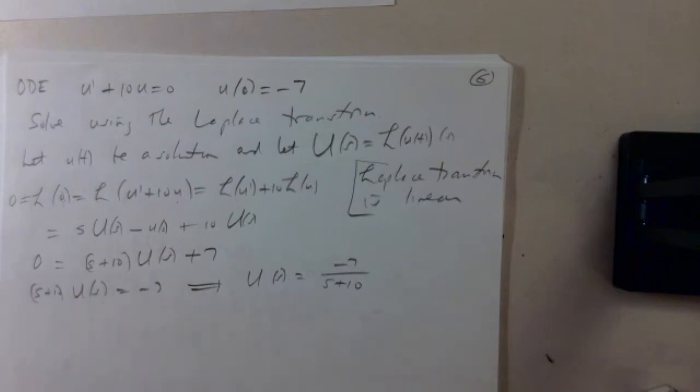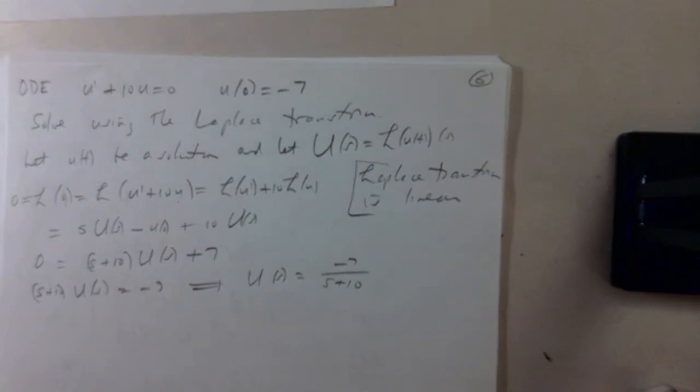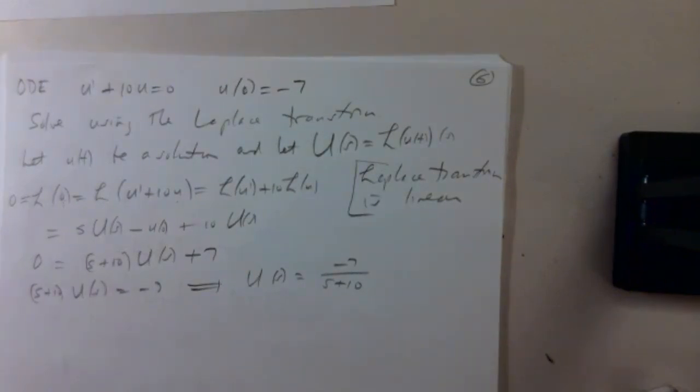So what this tells us is that the Laplace transform of the solution of the differential equation equals this. So if this is the Laplace transform of u, what is u? We have to find the inverse Laplace transform.